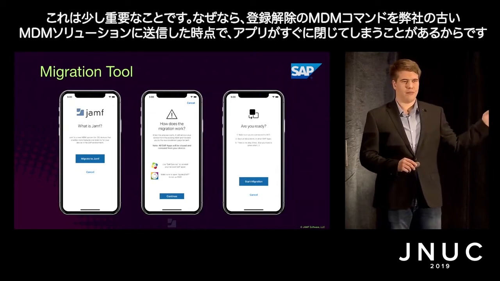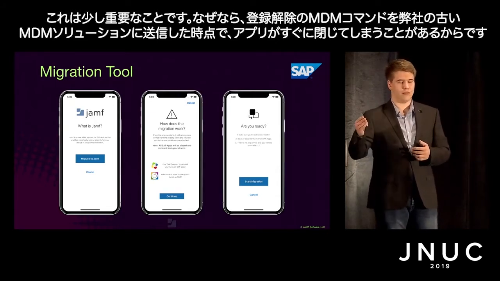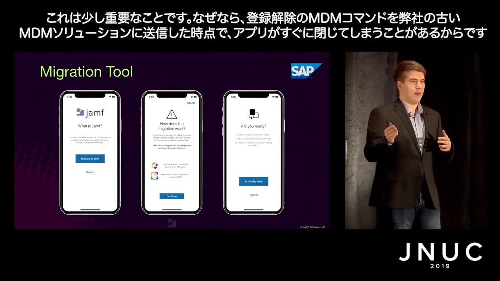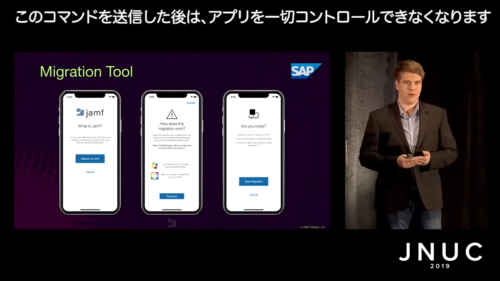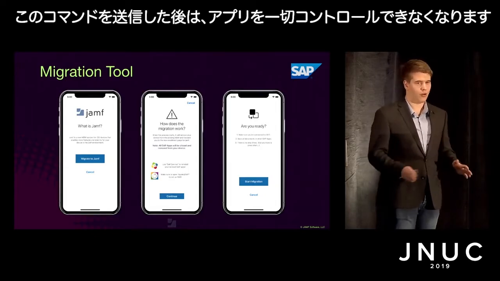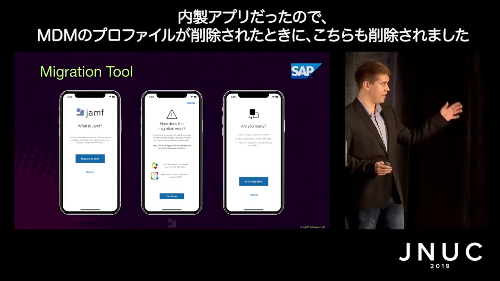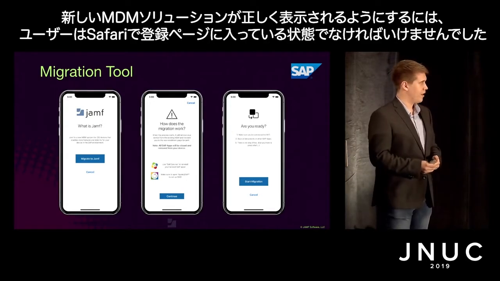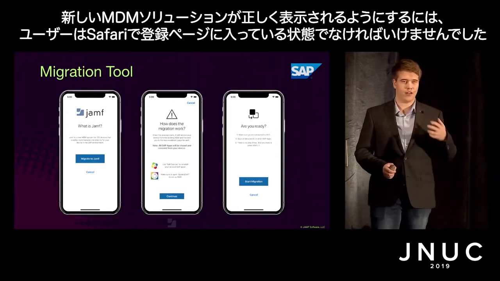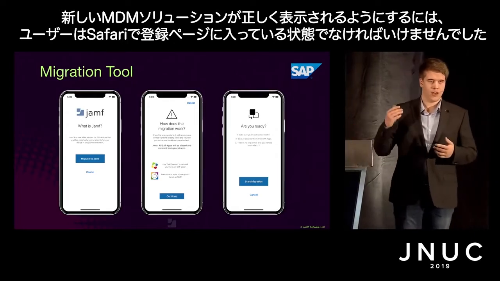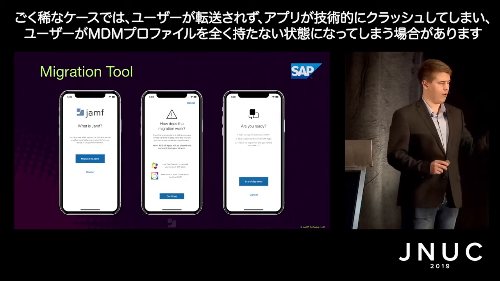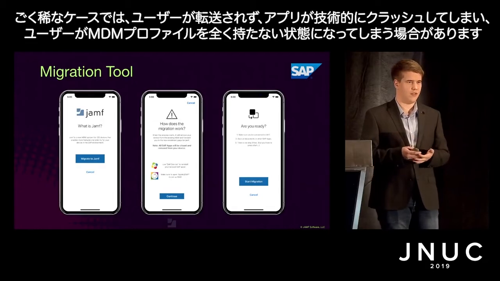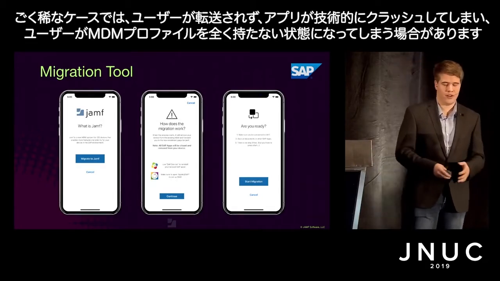This is a bit critical, because at the time you send the de-enrollment MDM command to our old MDM solution, it could happen that the app closes right away, because after that time you send this command, you have no control over the app whatsoever. It was an in-house app, so it was removed when the MDM profile was removed as well. So the user had to be in Safari in the enrollment page to get the new MDM solution pop up correctly. There are some very rare cases where the user wouldn't get forwarded and the app technically just crashes and the user's left without an MDM profile at all.